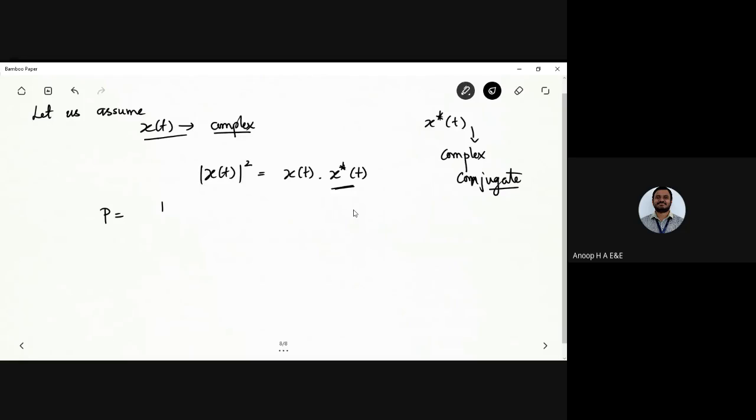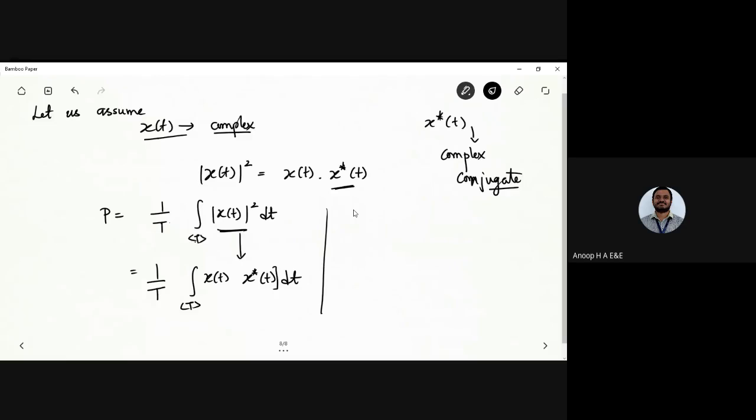So now let me proceed. That is P would be equal to 1 divided by T, integral over the time period, of the magnitude of x of t squared dt. So this x of t squared dt, that is 1 divided by T over the time period. What I'm going to take here is x of t and x star of t being multiplied with respect to dt. So this is the substitution I have done here, x of t multiplied with its complex conjugate. So the average power equation would remain the same. Right?